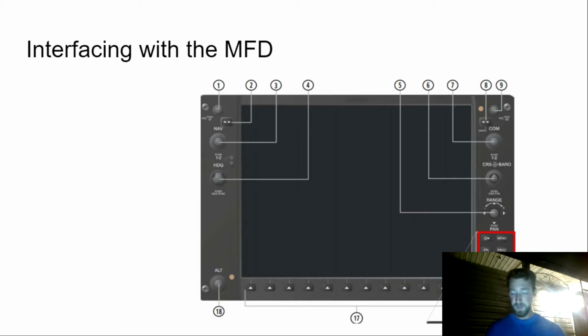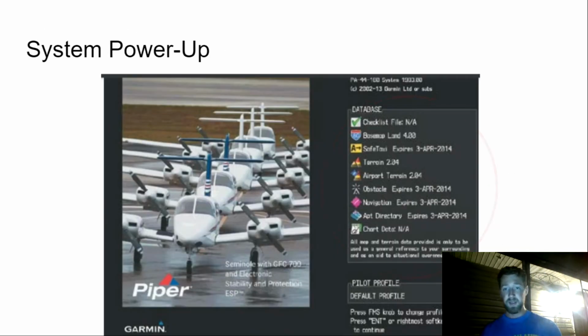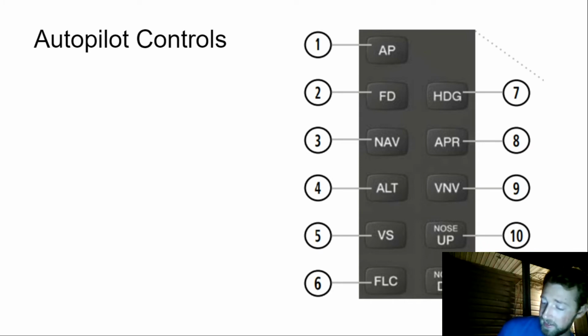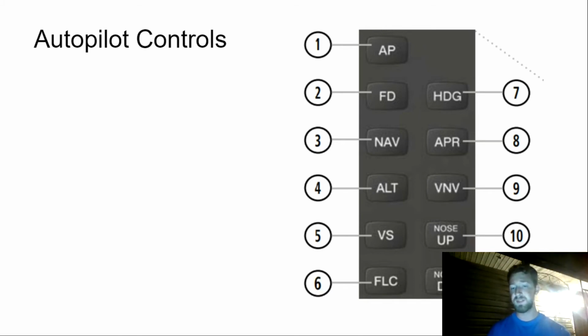Okay, and we do have an autopilot. We do have an autopilot in the Seminole, so we have some keys for that as well located near the MFD. So the AP, that's the autopilot key. FD, flight director. Number 3, navigation mode. Number 4, altitude mode. Number 5, vertical speed. Number 6, flight level change. Number 7, heading mode. Number 8, approach mode. Number 9, vertical navigation mode. And number 10 and 11, those control the pitch reference for our pitch hold, our vertical speed, and flight level change modes.